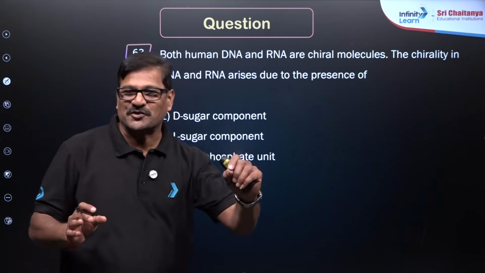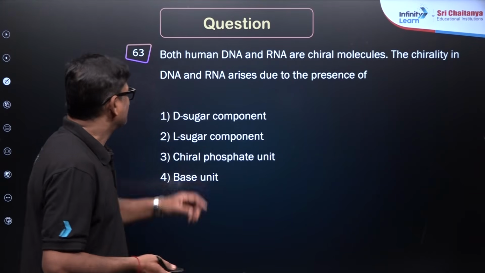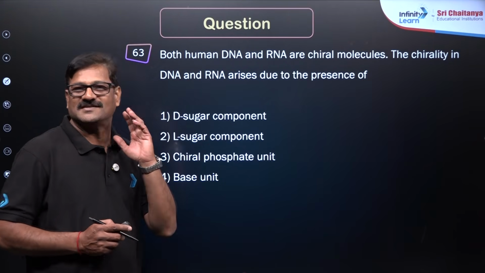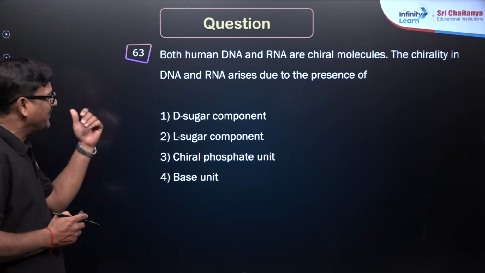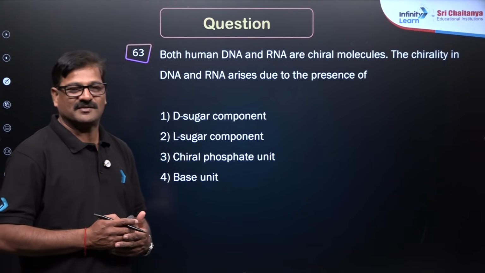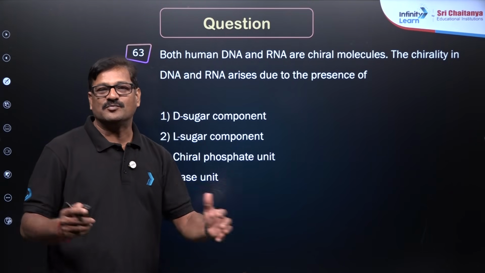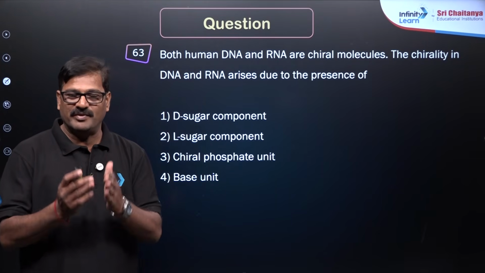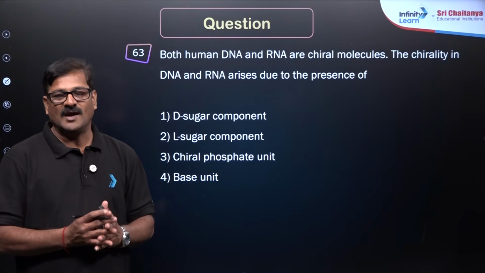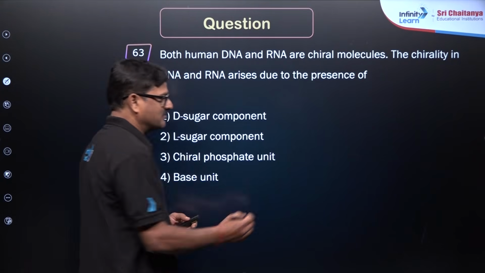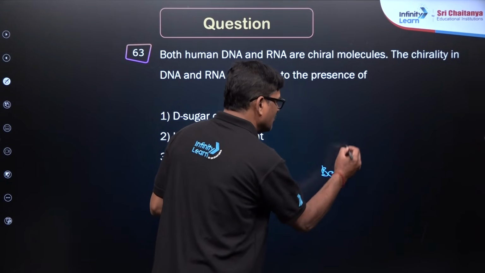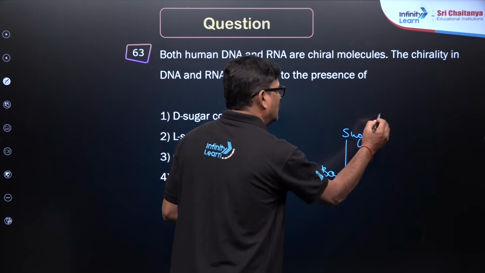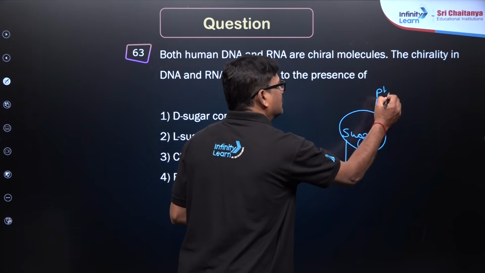Students, here is the easiest question from biomolecules. Both human DNA and RNA are chiral molecules. Yes, the nucleic acids are chiral. DNA and RNA are composed of phosphodiester linkages between a base and the sugar. You can see this nucleic acid base is connected with the sugar, and then the phosphate.